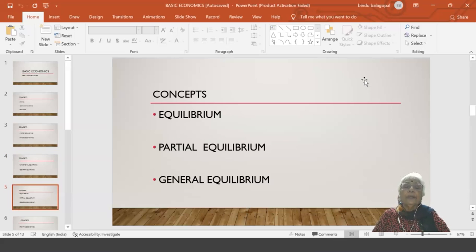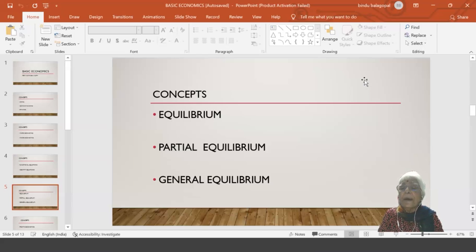Now we come to equilibrium. Equilibrium is very important in economics. You talk of equilibrium always. Equilibrium is a state of rest. You analyze equilibrium. You are dealing with a large number of forces in economics. And these forces act and react, and there's a state of rest, a state of balance.